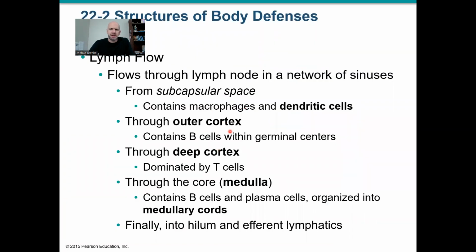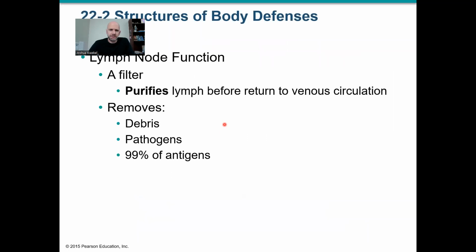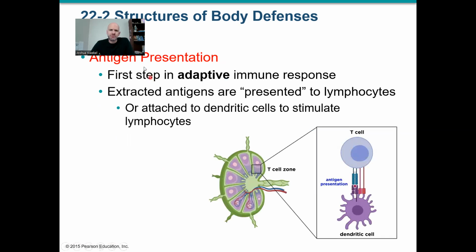These are just some terms about the parts of the lymph node. The function of the lymph node is a filter. As that lymph is percolating through the lymph node, it is being purified, it's being sampled by all of these B cells and T cells, removing debris and pathogens. In some cases, there's phagocytosis occurring in the lymph node. And 99% of antigens are captured in the lymph node. So antigen presentation occurs inside lymph nodes.